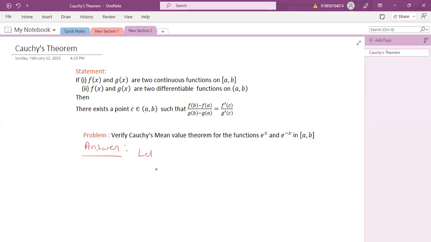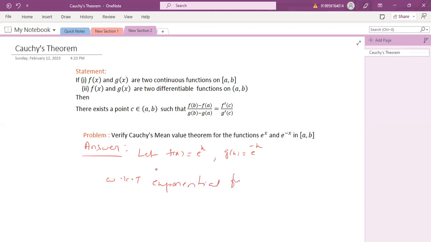So here we have two functions. Let us give names for the functions. Take e power x as f of x, and give the name g of x for the function e power minus x. Exponential functions are always continuous functions as well as differentiable. First condition verification. The first condition of Cauchy's theorem is that the functions are continuous. We know that exponential functions are continuous.